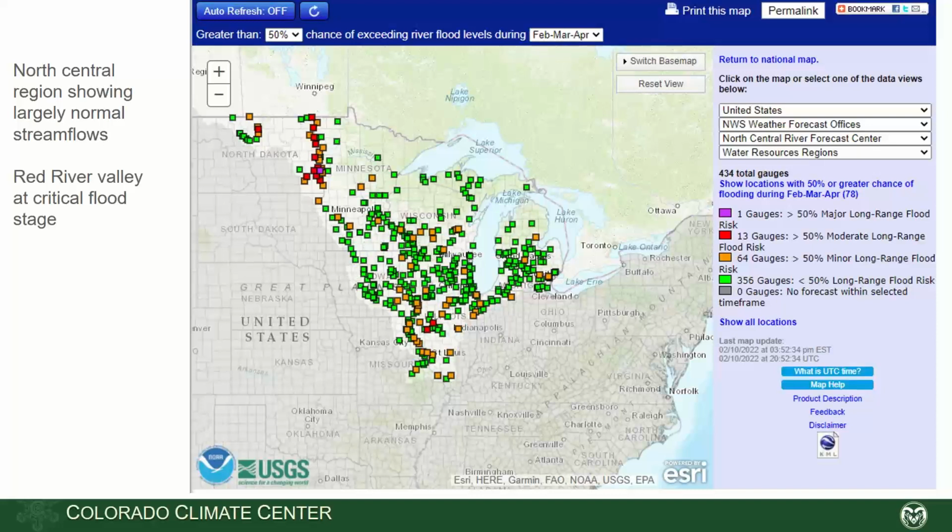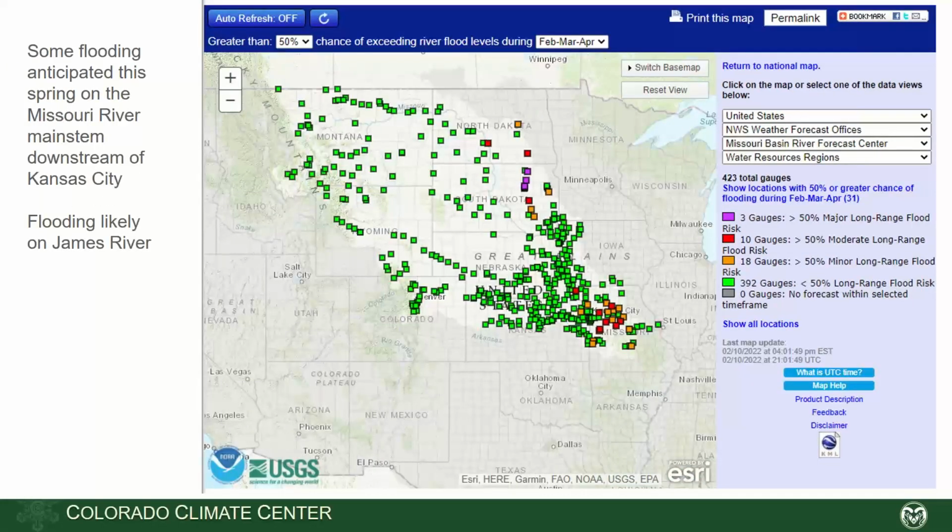And at least one gauge there has a 50% chance of major flood stage being reached. If we look now to the Missouri Basin, we see on the James River that there are several gauges where there's a high probability of major flood stage being reached. There's been good snowpack throughout much of northeast North Dakota, and the rivers running out of that area are going to see a higher flood risk this year than a normal year.